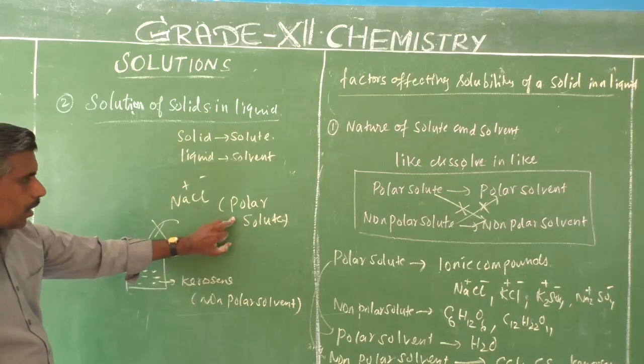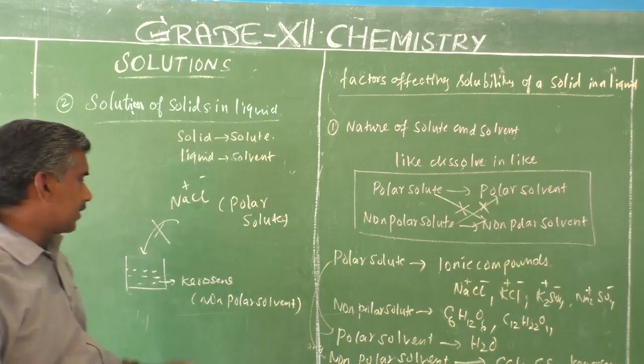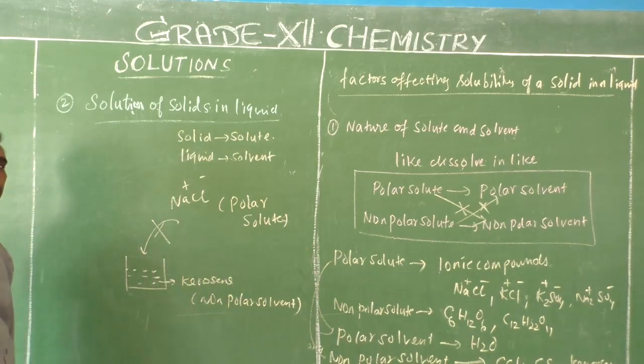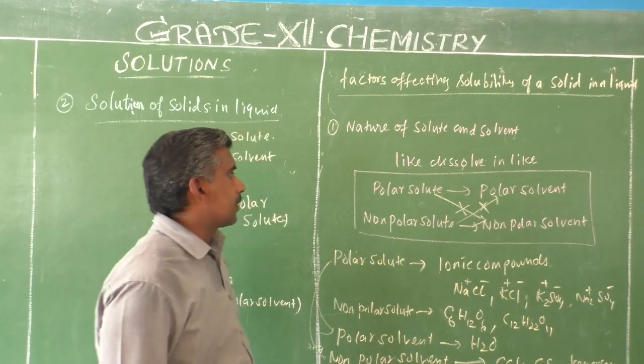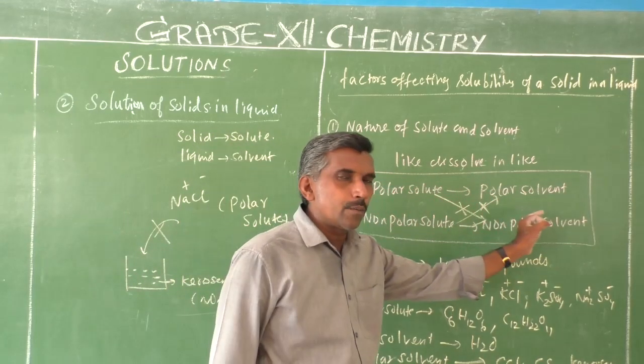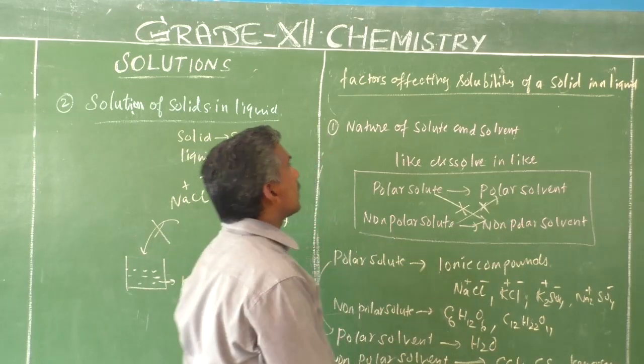What is the reason? A polar solute cannot dissolve in a non-polar solvent. This is a non-polar solvent. That is, like dissolves in like. Only polar solute dissolves in polar solvent. Non-polar solute only dissolves in non-polar solvent.